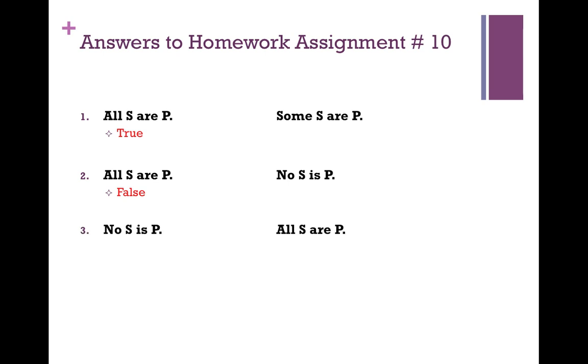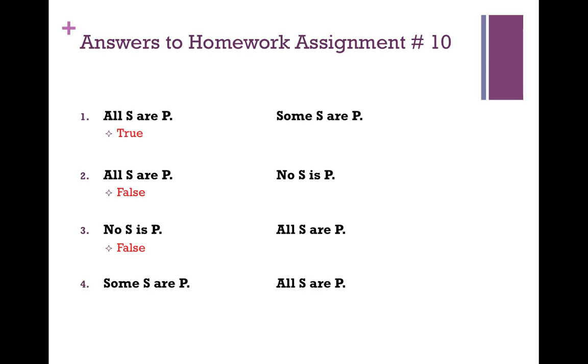Number 3, assume no S is P is true. Then what is the truth of all S are P? It is also false. Again, these are contrary propositions, meaning they cannot both be true at the same time.